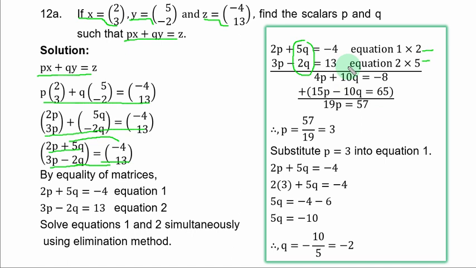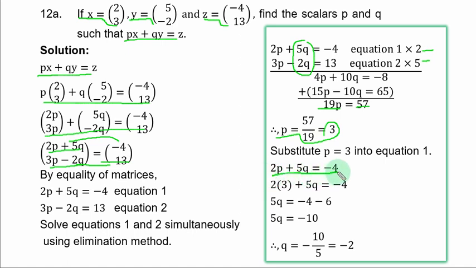When you add, Q disappears, and you have 4P plus 15P, that is 19P, equal to minus 8 plus 65, that is 57. Divide through by 19, P is equal to 3. To get Q, we simply replace P with 3 in equation 1. You can also use equation 2.